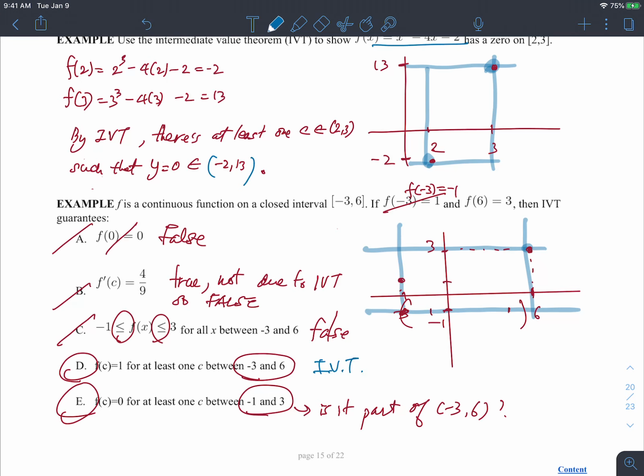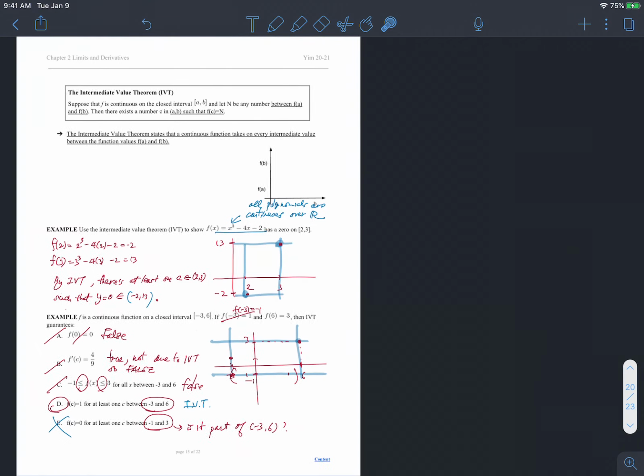Now, if you look at E, it's almost IVT. Actually, it is, because this is 0, which is in between these two values. Then you're guaranteed that there will be something in between these two. But is it really? It guarantees that it's going to be between -3 and 6. It doesn't guarantee that it has to be within a shorter interval. You might have said yes, but the answer is no, because it's possible it could have gone to 0 here like this. It goes down and comes up this way and avoids -1 and 3. Does that make sense? Good.